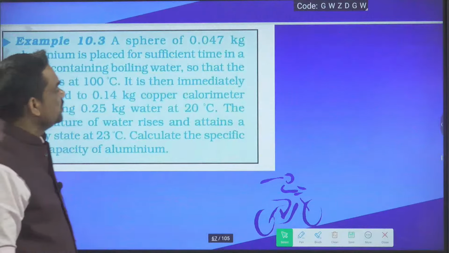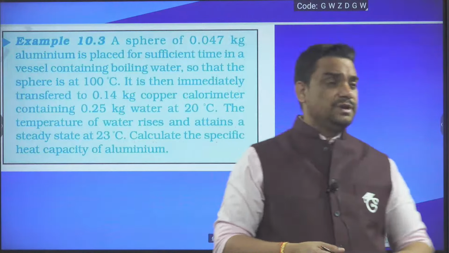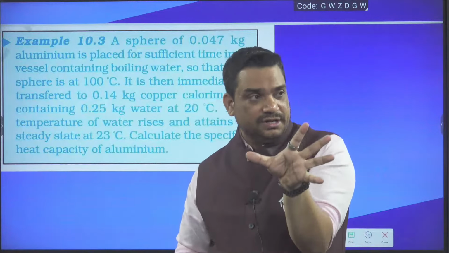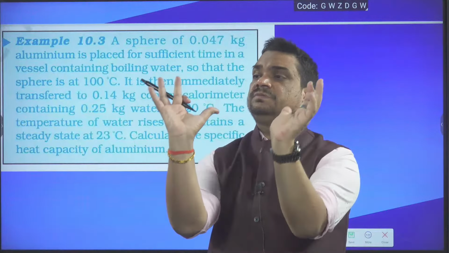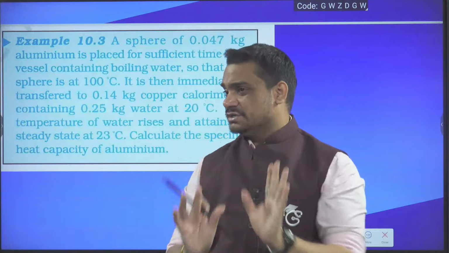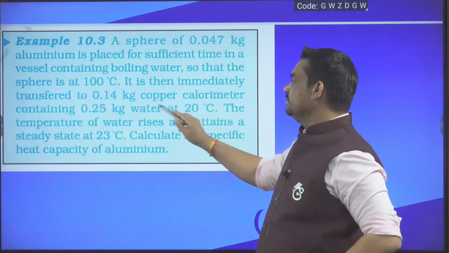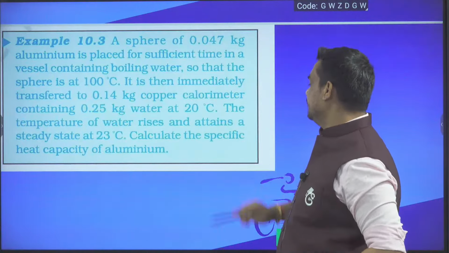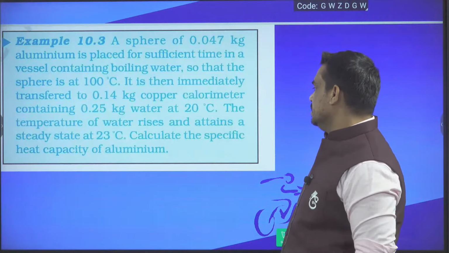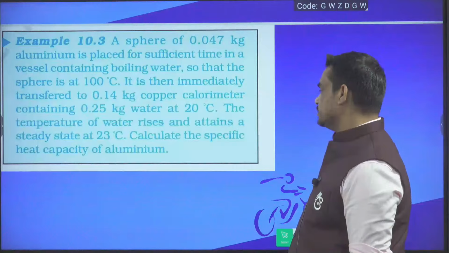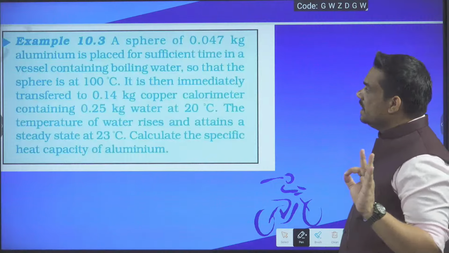They are saying a sphere of aluminium is placed for sufficient time in a vessel containing boiling water. Sufficient time, so the temperature of the sphere becomes 100 degrees Celsius. It is then transferred immediately to a copper calorimeter containing this much water at 20 degrees Celsius. The temperature of the water rises and attains a steady state at 23 degrees Celsius. Calculate the specific heat of aluminium.